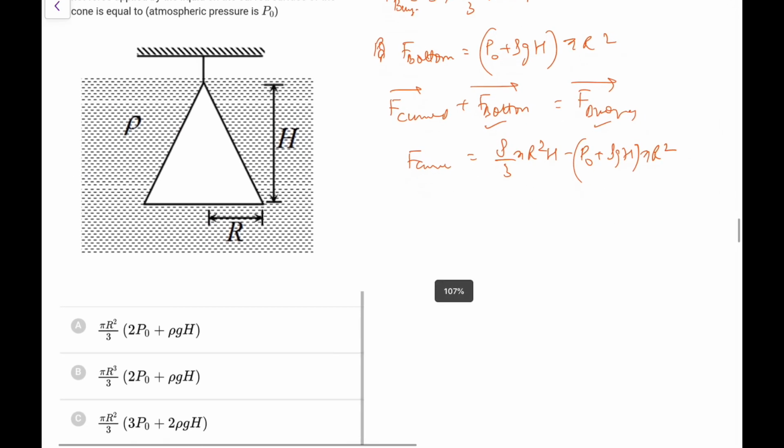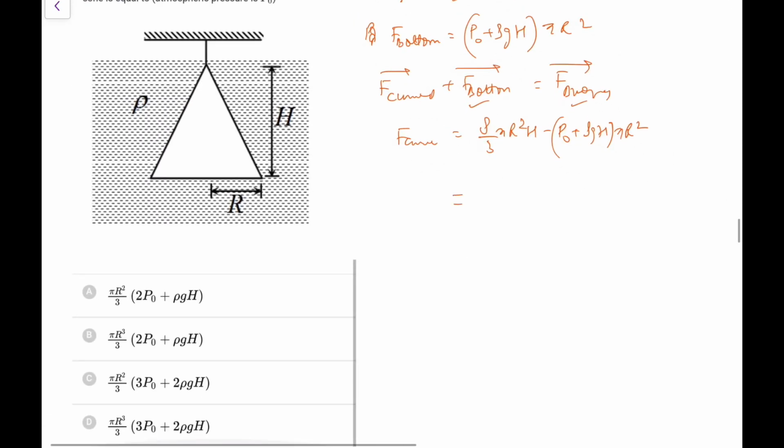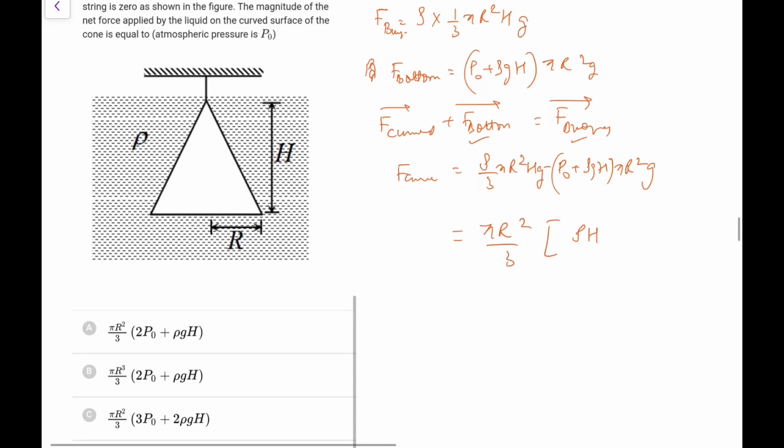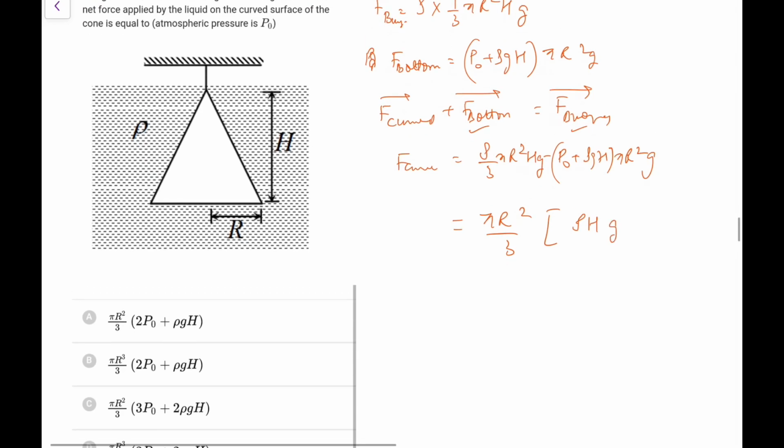So going by this, I'll take pi r square by 3 common. So it would be rho times h, and this would be g also. I missed that g factor everywhere, so be careful about it. That is rho h g, minus 3 p naught, minus 3 rho g h.